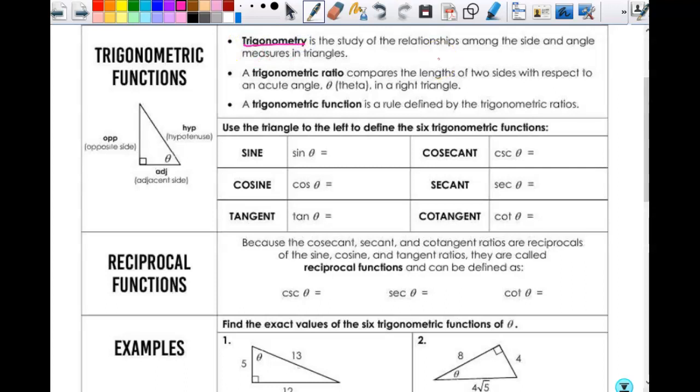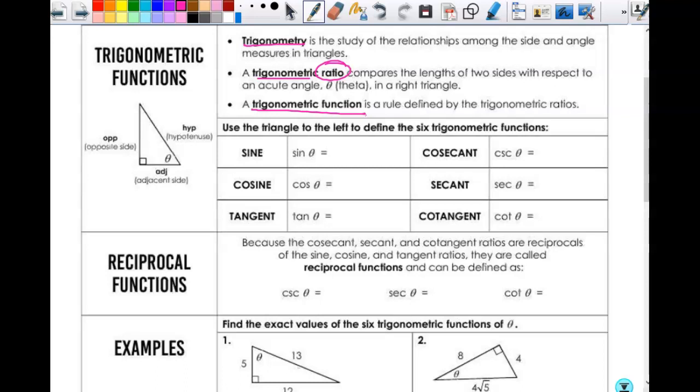All right, so trigonometry is the study of the relationships among sides and angle measures in triangles. A trigonometric ratio, what does the word ratio make you think of? Fraction. A trigonometric ratio compares the lengths of 2 sides with respect to an acute angle. And that's 2 sides in the same triangle instead of comparing triangle to triangle. And then a trigonometric function is a rule defined by the trigonometric ratios. So sine is a trigonometric function. It's also a trigonometric ratio.